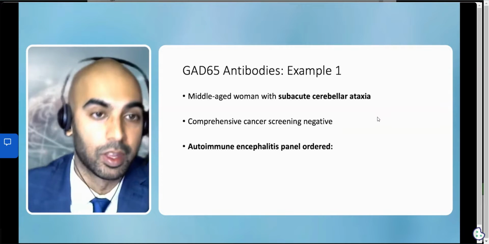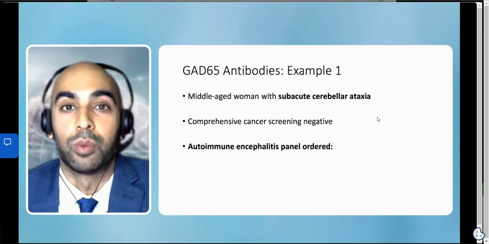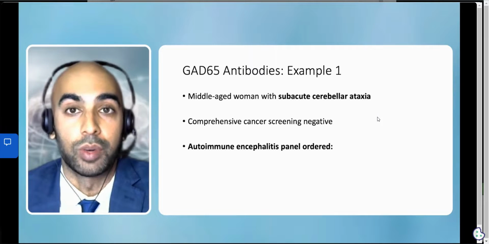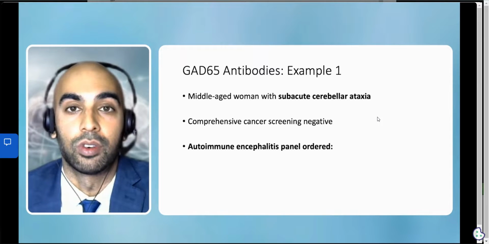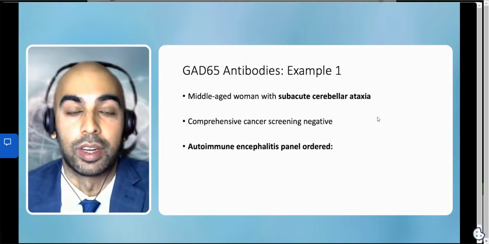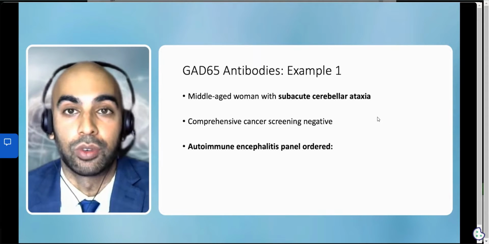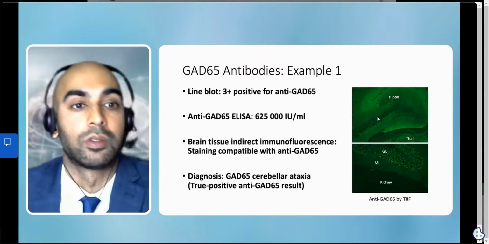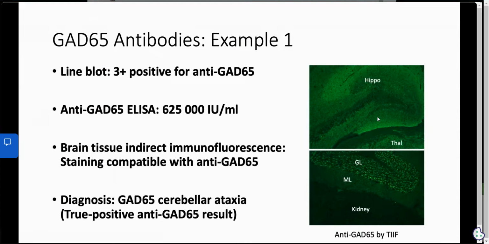Example 1 is a middle-aged woman with subacute cerebellar ataxia, so a typical phenotype of GAD65 neurological autoimmunity. Comprehensive cancer screening was negative, which is not uncommon with GAD65 antibodies, and an autoimmune encephalitis panel was ordered. What we see here is that the line blot is 3+ positive, strongly positive for anti-GAD65. Anti-GAD65 ELISA is well over 10,000, about 625,000 international units per ml.